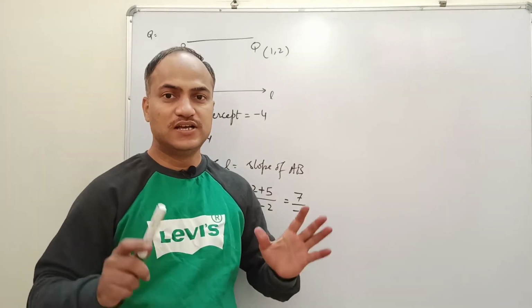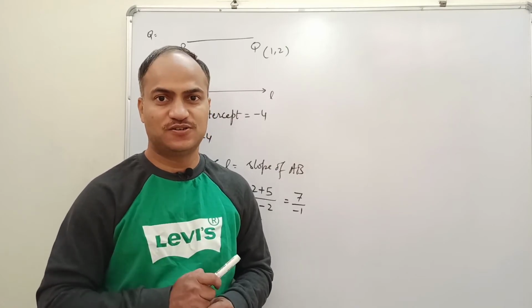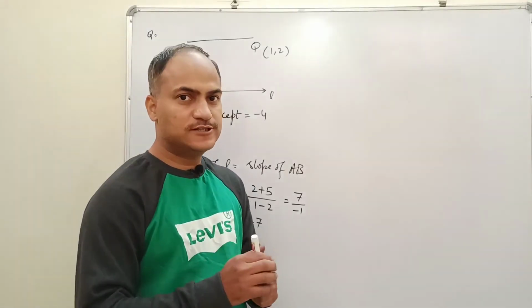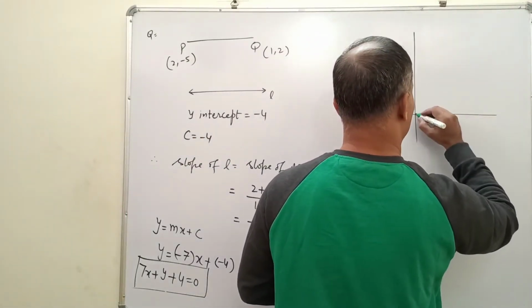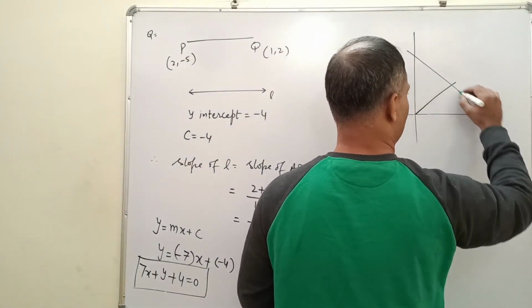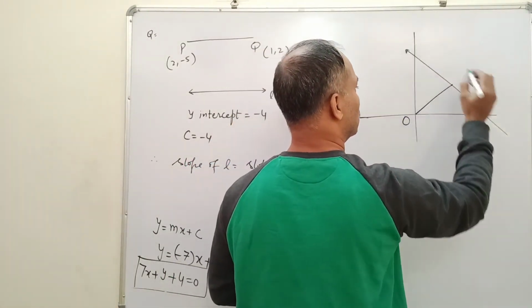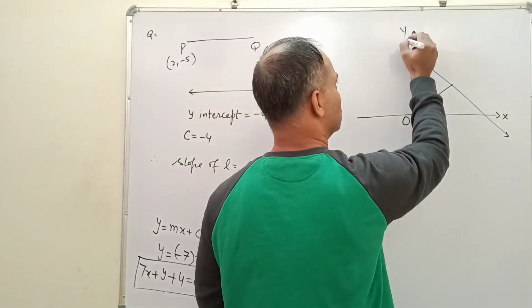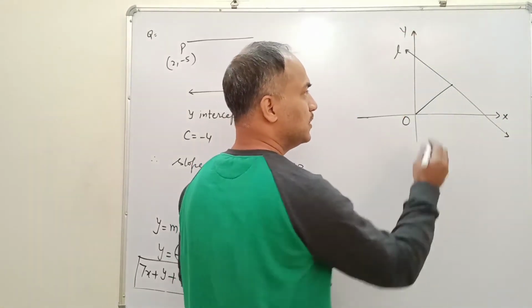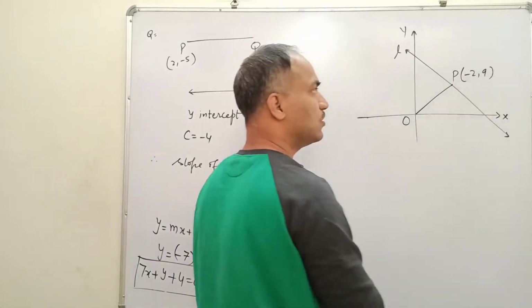Okay, certainly you will have to think for some time to do the next question. Okay, now this question is, from origin we are drawing perpendicular on a straight line. This is origin, x-axis, y-axis, and this is line L. This is a point P, -2, 9 are the coordinates.